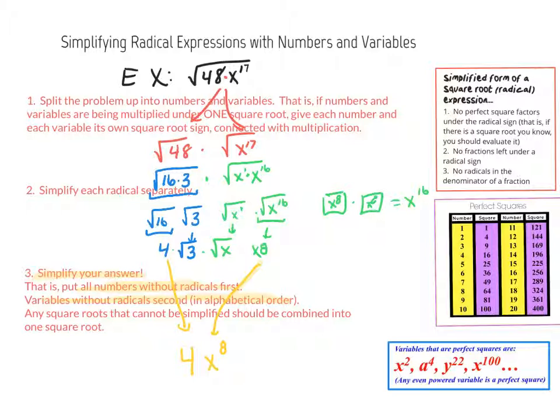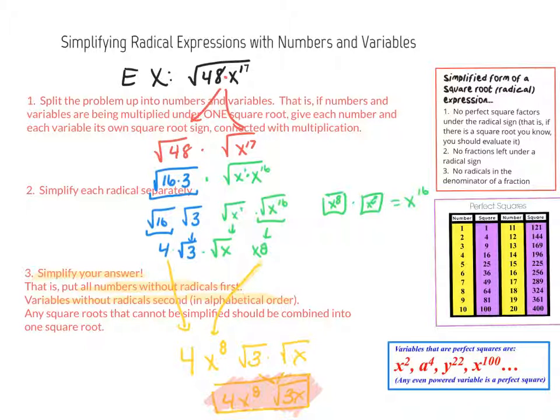And then any square roots that cannot be simplified, so instead of writing the square root of 3 times the square root of x, we should just join those back into one square root and do the reverse of that property, because the idea is, why would I want to have this square root that I don't know and this square root that I don't know? Why don't I just simplify it into one square root that I don't know? So this would be the best way to write your final answer.